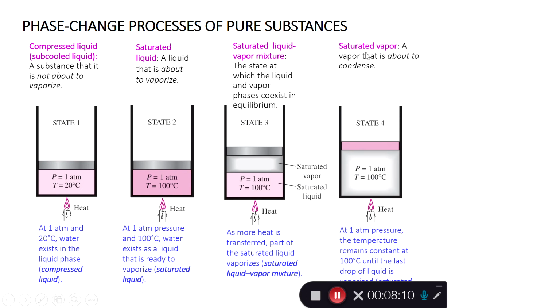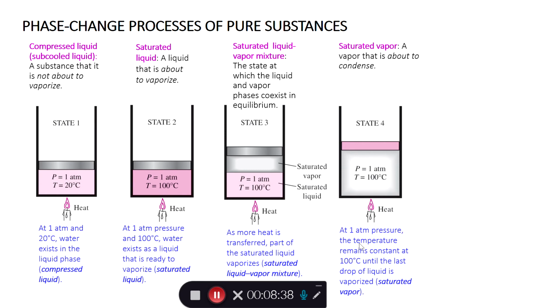This is called saturated vapor. So it's the opposite of saturated liquid. Saturated vapor is a vapor about to condense. That means if at this stage you remove the heat, it will straight away start to condense, turn back into liquid water. It's full of vapor at this point. All right. At atmospheric pressure, the temperature remains constant at 100 degrees until the last drop of liquid is vaporized.